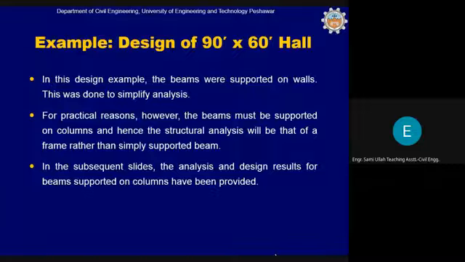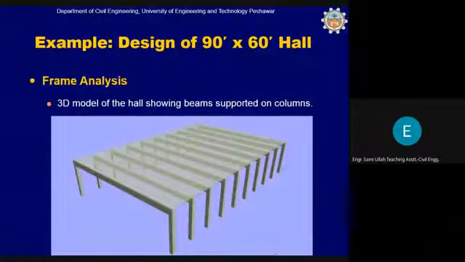In the subsequent slides, the analysis and design results for beams supported on columns have been provided. So now, in this case, the structural system will look like this. Can you see this slide clearly? Yes, sir. Okay, now what is the difference in the two cases? In the previous case, there were no columns. These columns were not existing.